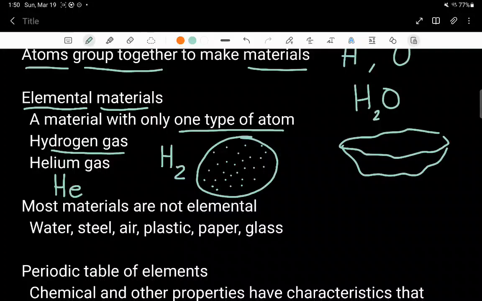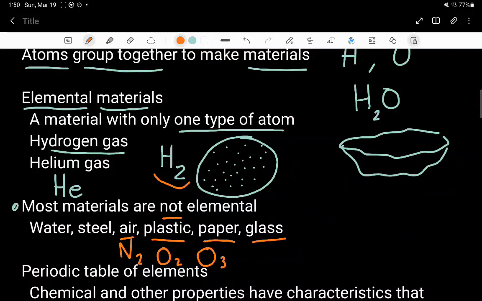So you probably know this, but most materials are not elemental, right? For example, glass is made out of many different kinds of atoms. Silicon is in there, but so is oxygen. Plastic has lots of carbons and hydrogens, maybe some nitrogens. Air has hydrogen gas in it. It has nitrogen gas in it. It has oxygen gas. It has ozone. It has many different things.